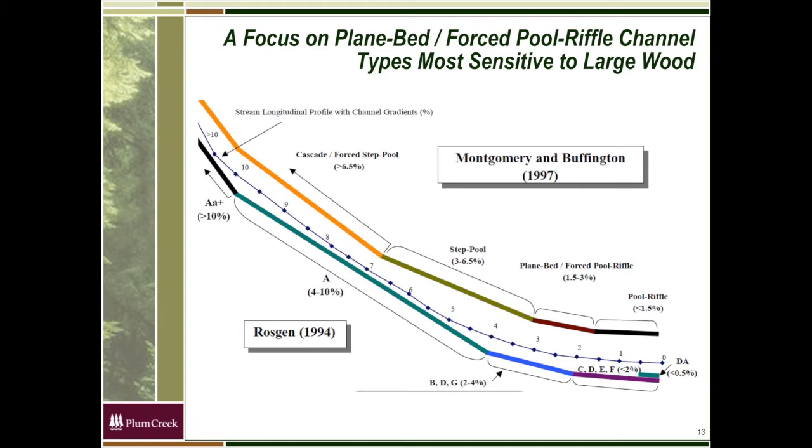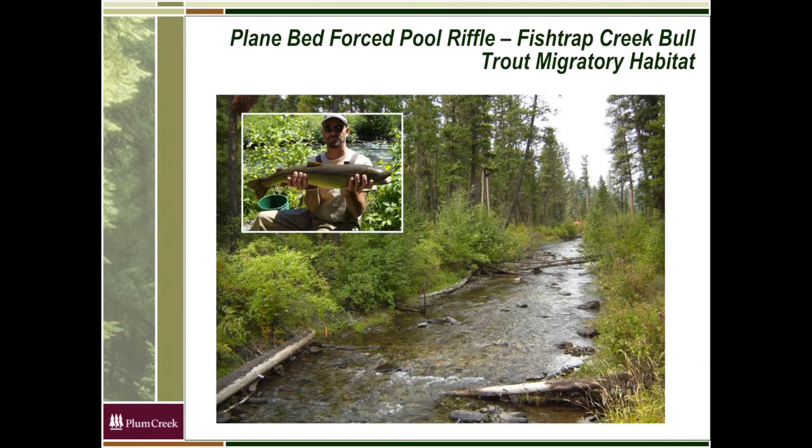And this is a complex slide here, but basically this is stream gradient as you get steeper. And this is kind of how Rosgen's classification schemes lined up against the Montgomery-Buffington scheme. And this plain bed forest pool riffle is probably one of the most important places for us in terms of stream classification, because those settings are more defined by coarse woody or large woody debris in terms of defining and recruiting and maintaining the stream structure. I'll give you an example. Here is a plain bed forest pool riffle set up in Fishtrap Creek, which is a bull trout migratory stream.